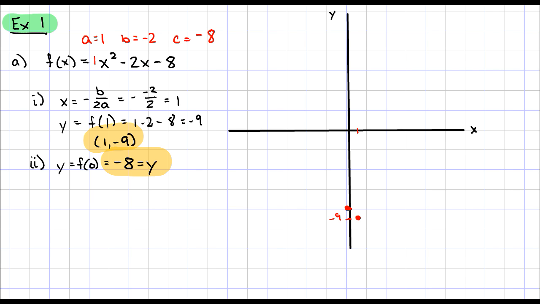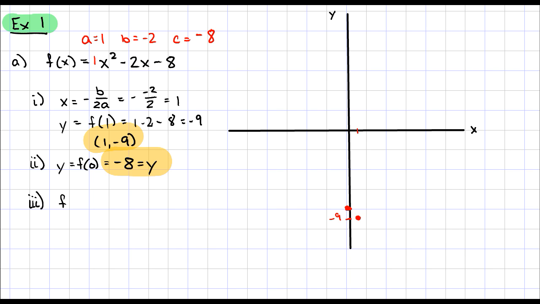Now, the final thing I need to do to get a decent sketch of the graph of this function is to find the x-intercepts. So the x-intercepts usually are found either by factoring the function, or using the quadratic formula. Now, generally speaking, 9 times out of 10 in this class, we're going to use the quadratic formula because the functions we're going to be working with just don't factor in a nice way. But this first example is one that does factor.